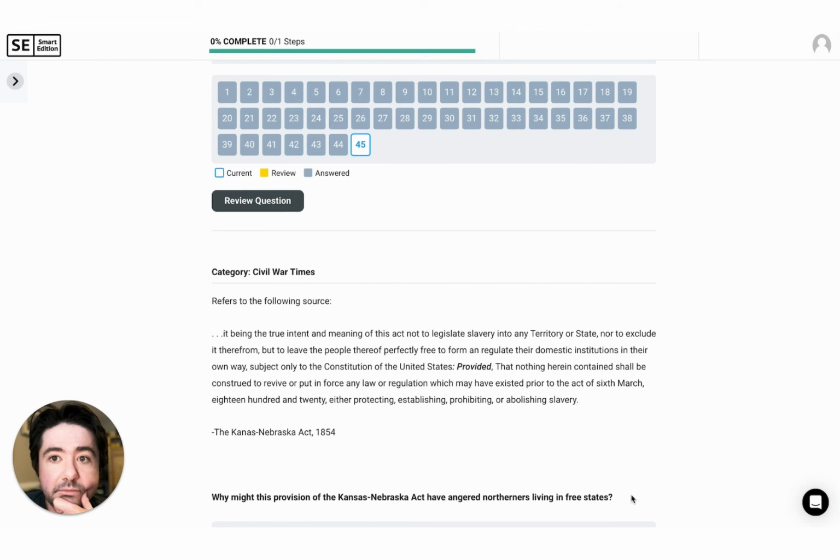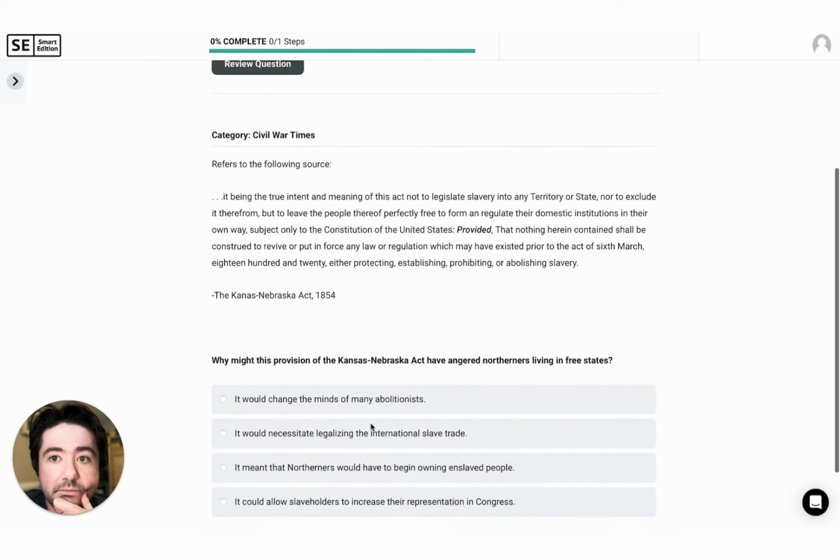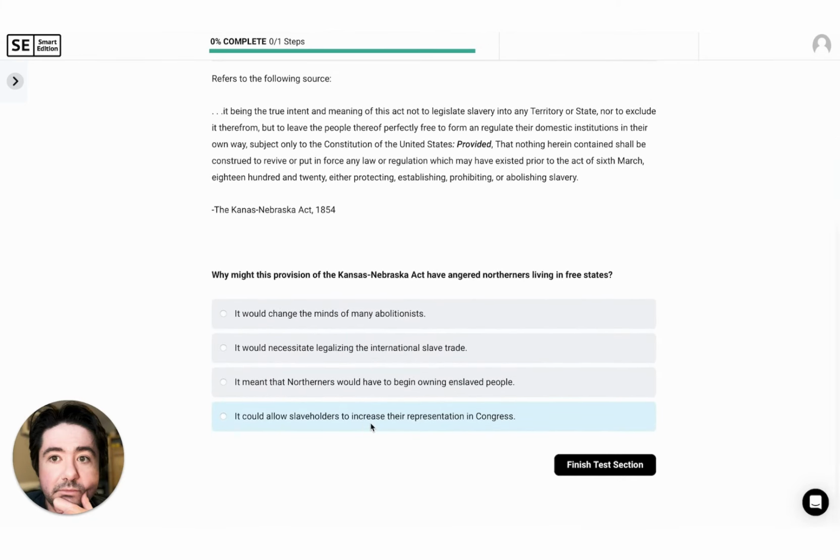Last but not least, question 45. We're talking about the Civil War, and we're talking about the Kansas-Nebraska Act of 1854. Why might this provision of the Kansas-Nebraska Act have angered Northerners living in free states? Okay, 1854, we got about 7 more years until the Civil War happens, and we know at this point the tensions are running high, and everyone has an idea that maybe wars are coming. We don't know yet, but it could happen.